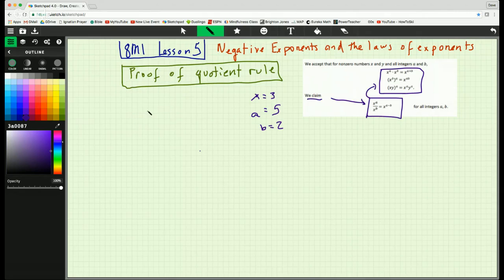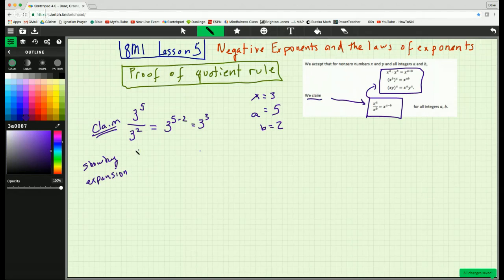So we're going to put a 3 in for x. A is 5, so that's 3 to the 5th over 3 to the second power. And the claim is that is equal to 3 to the 5 minus 2, or 3 cubed. This is the claim. So let's see if we believe this to be true. Well, we're going to show by expansion.